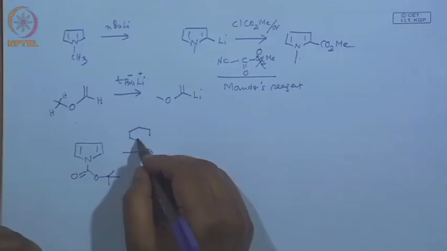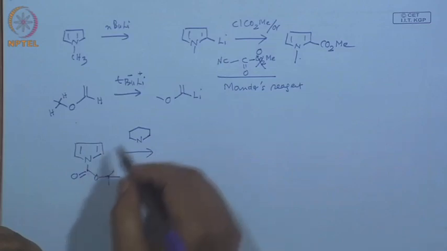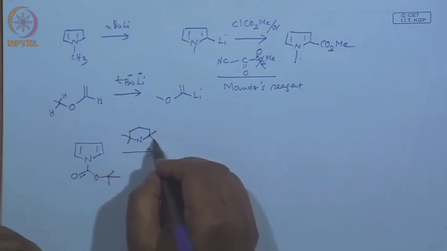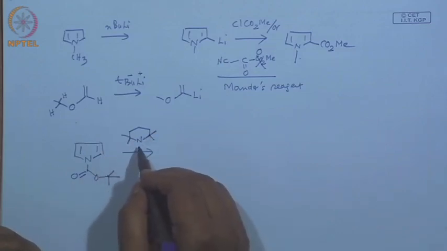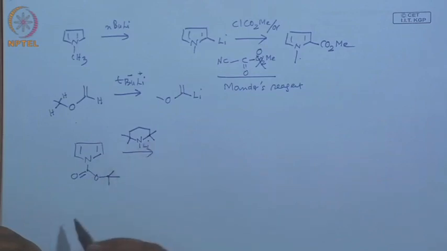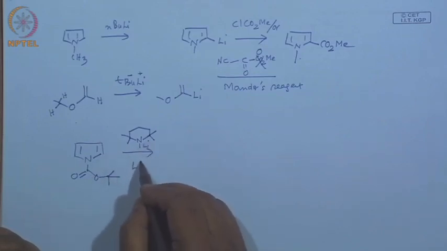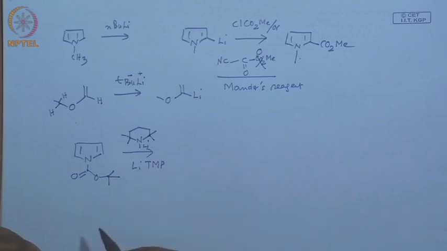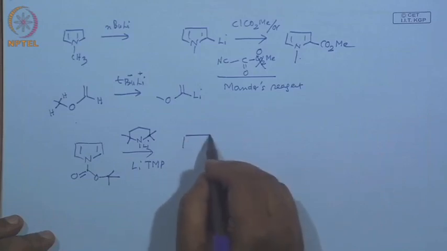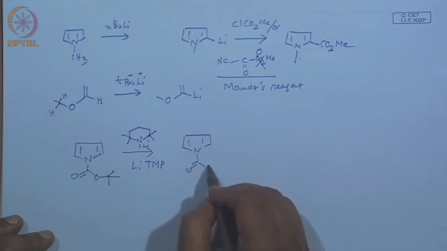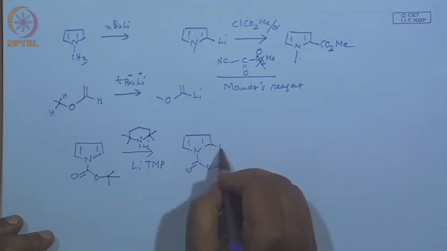Okay. One of the safest ones is lithium tetramethyl piperidide. Sometimes we call it LiTMP, sometimes simply said LTMP. Okay. And obviously, then you have the T-Boc and you get the lithiation done.